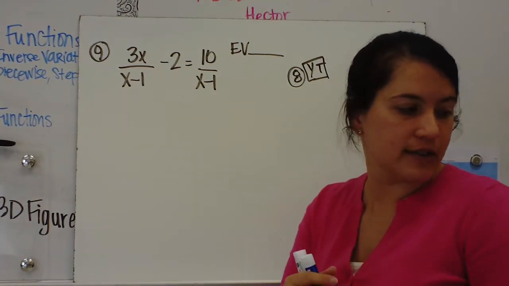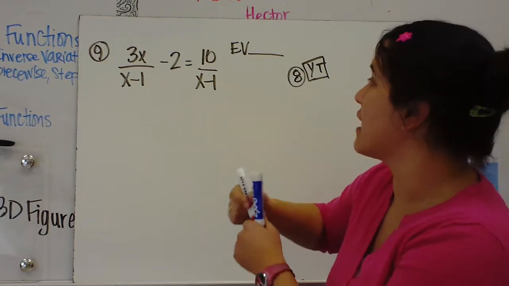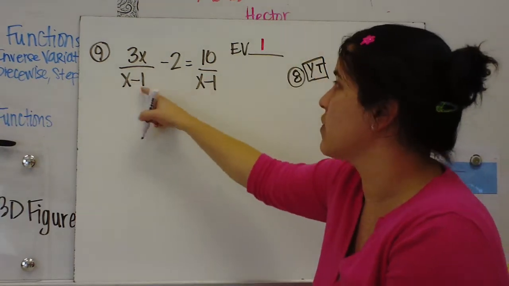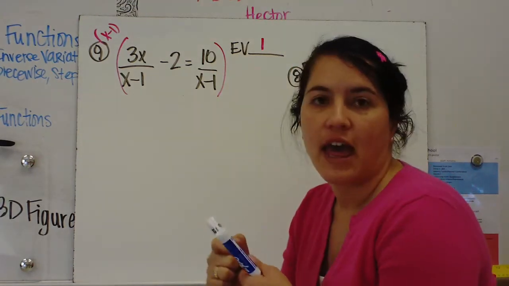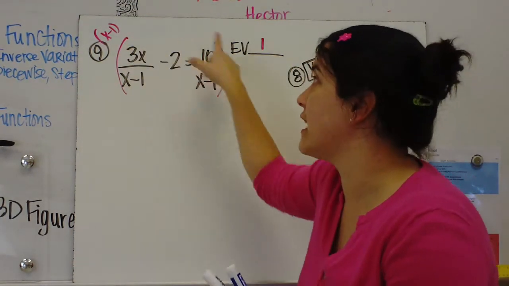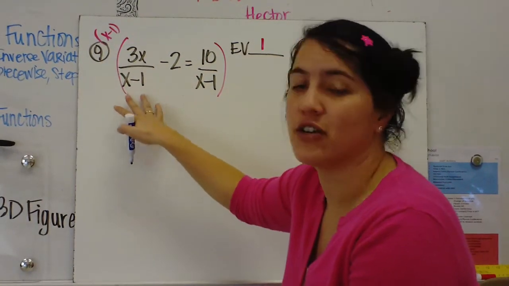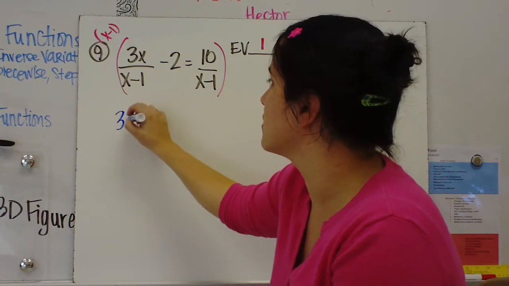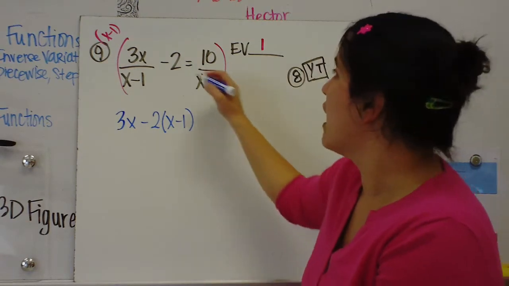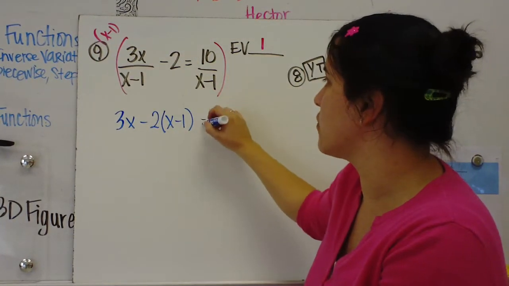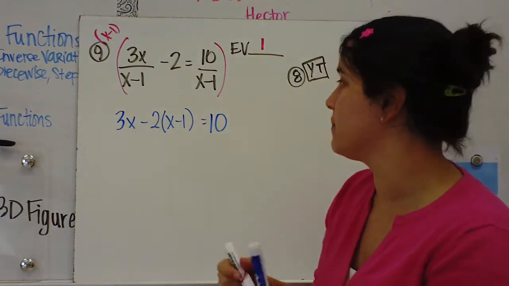And now number 9. So when we look at our denominator, we see that we have the same denominator, and the excluded value is 1. That's 1 minus 1 would be 0. We're going to multiply this by x minus 1, and then we are going to distribute it to each term. I know that my x minus 1 here and my x minus 1 here are going to cancel out. So I'm left with 3x minus 2 times x minus 1. And then my x minus 1 here, my x minus 1 here are going to cancel out. I'm left with 10. Now when I say cancel out, that means they're going to divide out to equal 1.